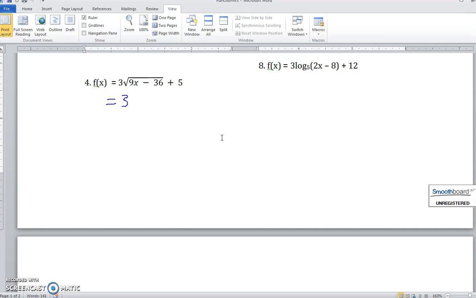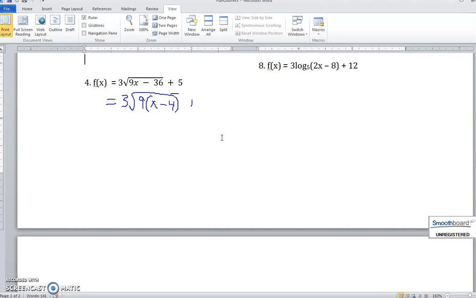So I could rewrite this as, if I factor a 9 out, I'd have an x minus 4 left behind, and then still have a plus 5 at the end. Okay, now this tells me a few things. There is certainly a vertical stretch that's going on by a factor of 3. There's a horizontal compression by 1/9. Again, those are going to be kind of hard to draw for this particular shape. So I'm not going to be super picky about that.